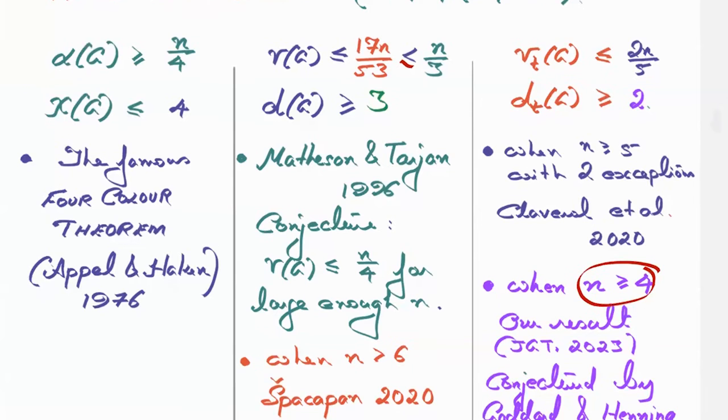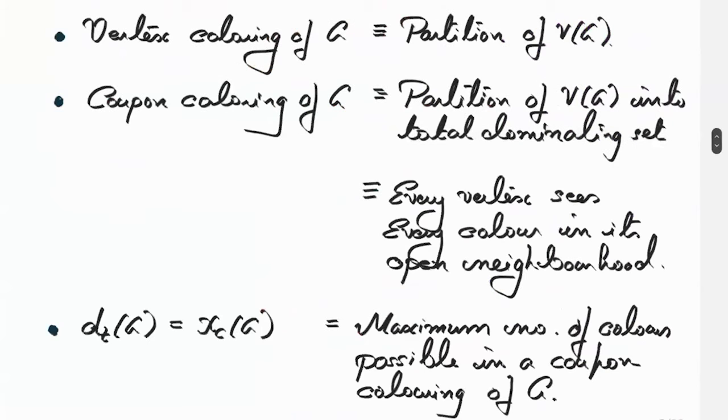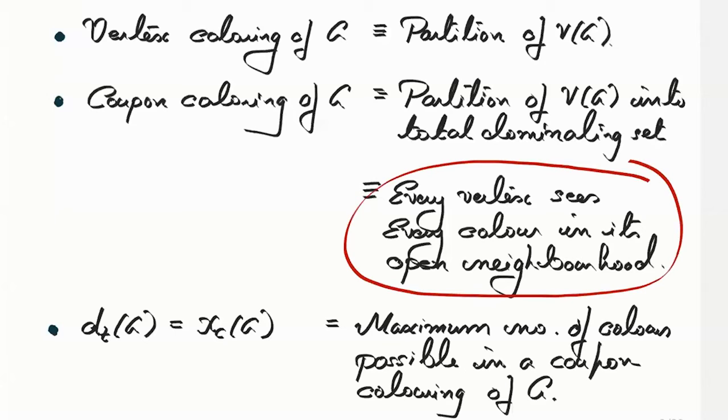Okay. So yeah, maybe I will skip the recap. The reason for this slide is that I will be talking more in terms of coupon coloring. Remember the definition of coupon coloring: every vertex sees every color in its open neighborhood. It's not enough. Even the color that is on that vertex itself has to be seen on some other vertex in its open neighborhood.